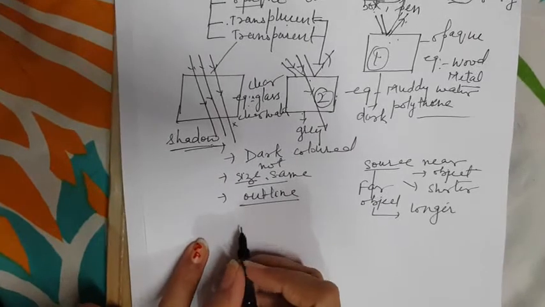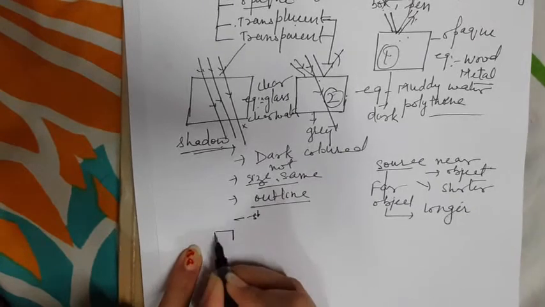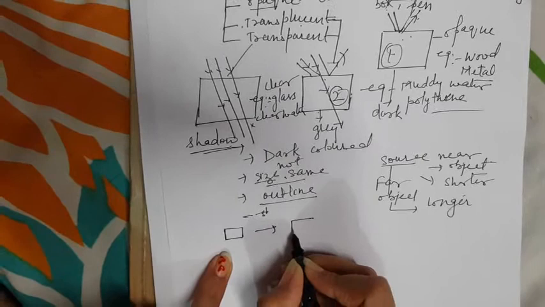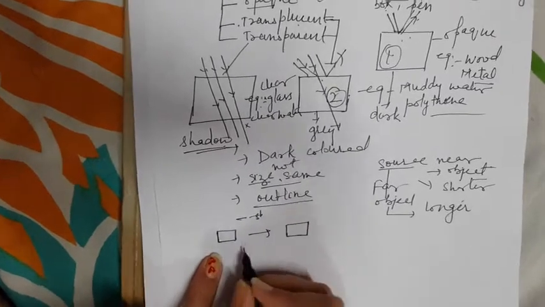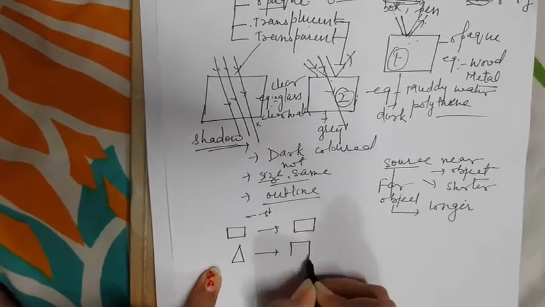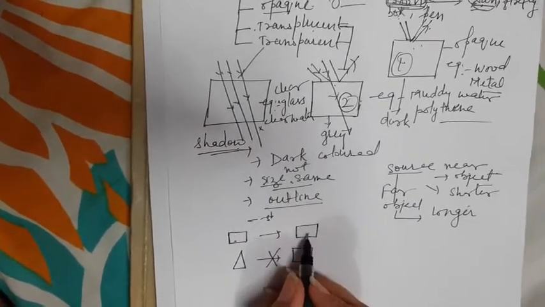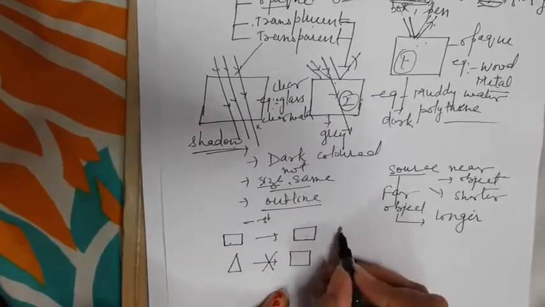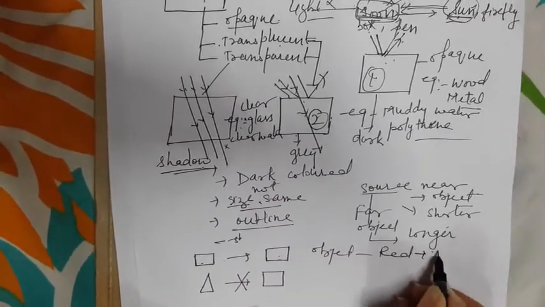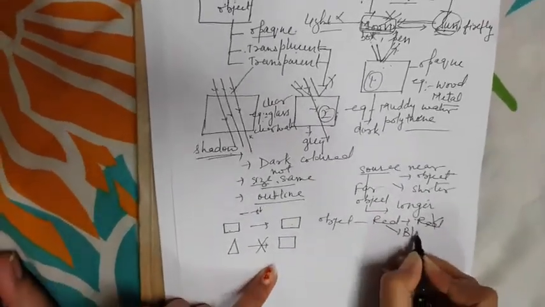Now next we have the shape. Suppose we have a rectangular box. The shadow formed will be a rectangular box. It can never be that you have a triangle here and the shadow will be a rectangle. It can never happen. The shadow will be the same shape as the object. But if the object is colorful, like it is red, the shadow would never be red. It will always be black in color.